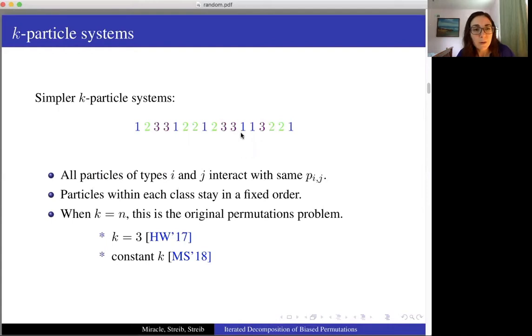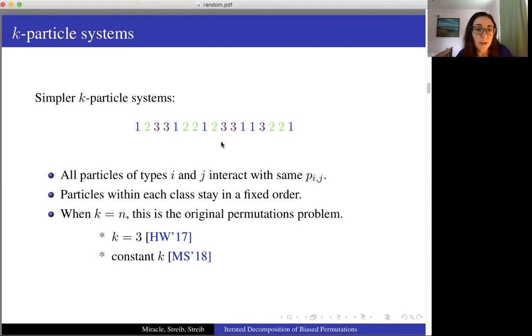All particles of types i and j interact with the same probability Pij, while particles within each class do not swap, so they stay in a fixed order. So you can write these just as their class number. When k equals n, this is the original permutations problem, but having this parameter k allows you to analyze the spectral gap in a new way.